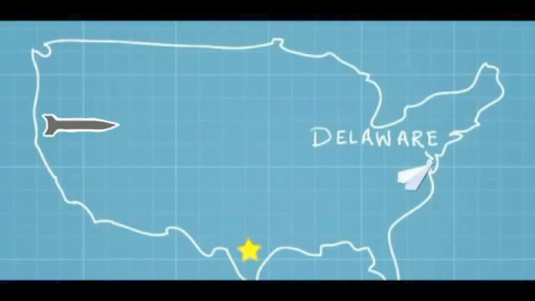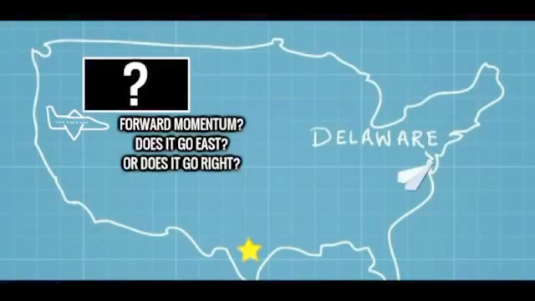Now, back to our passenger jet. Now, you said things from the northern hemisphere had a tend to pull right. Now, do you mean the forward momentum will stay? Does it go to the east or does it go right?